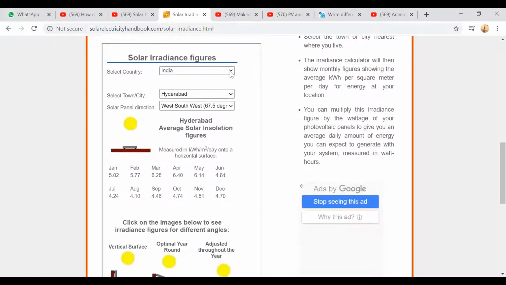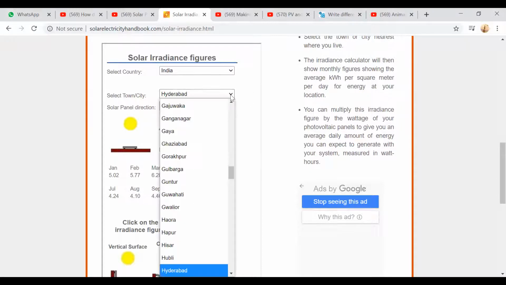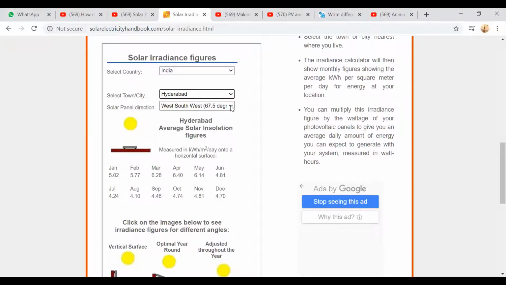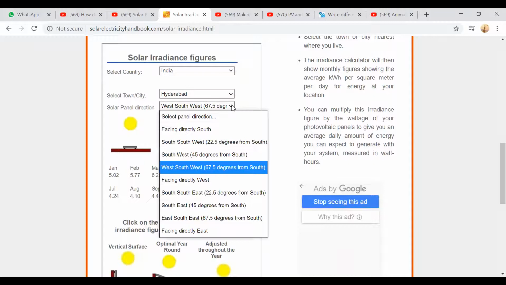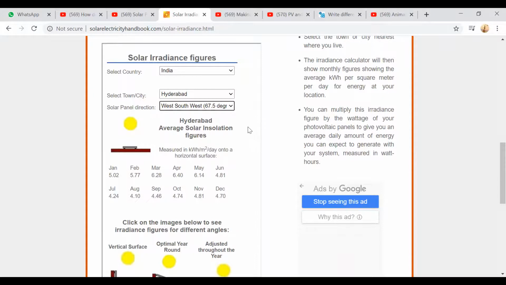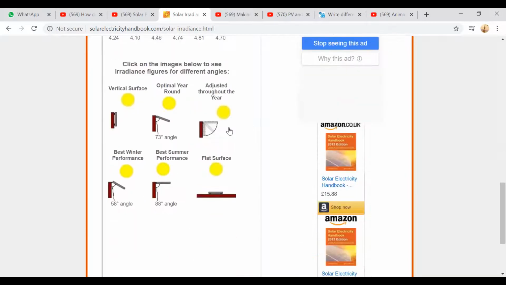Solar irradiance. Suppose we are selecting the country. The data is fixed here, so again we can check it out. Please select the country India, and we'll select the town of your choice, Hyderabad. Here if we drop down, please select facing directly south. Here we have different angles, directly south ones.